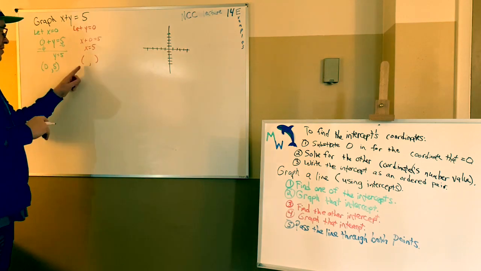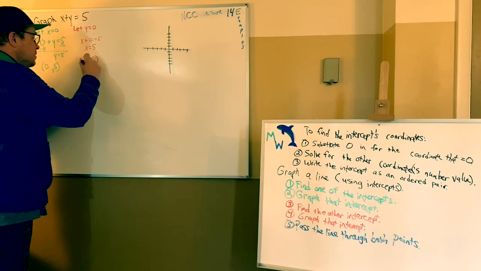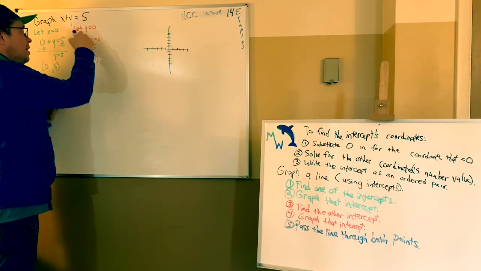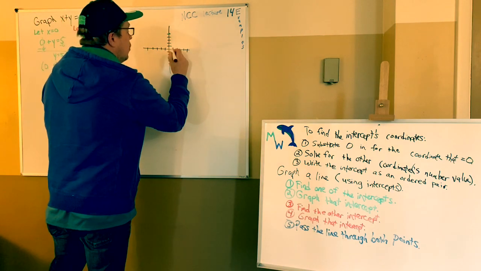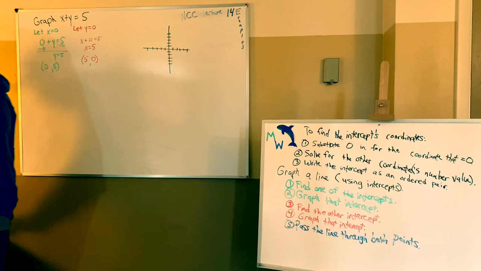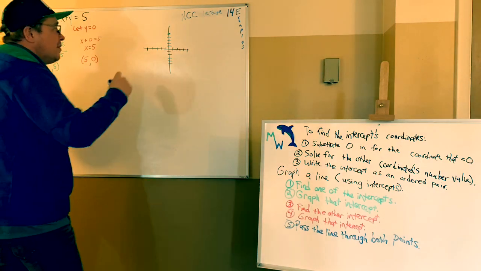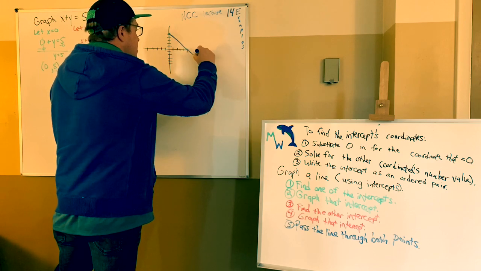Ordered pair, which has parentheses on the outside and a comma in the middle. The x must be 5. It's an intercept, so the other one, which is y, must be 0. I got 5, 0. 1, 2, 3, 4, 5. Put the point down. Those are the 2 points that are intercepts, but they're 2 points that are on my line. So I'm going to shoot the line through them.